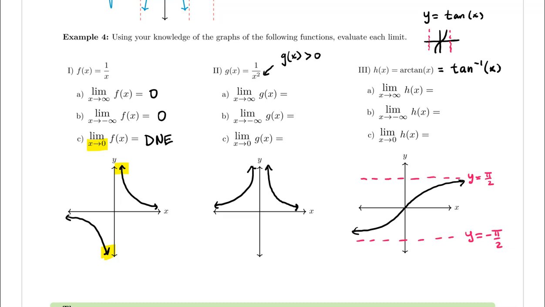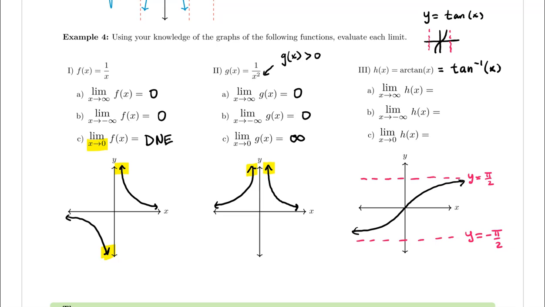All right, the limit as x approaches infinity of g of x is going to equal 0. As x approaches negative infinity, this is also going to equal 0. Then as x approaches 0, we're approaching from the left and from the right. Notice that both of these are going off to infinity, and so this would equal infinity here.